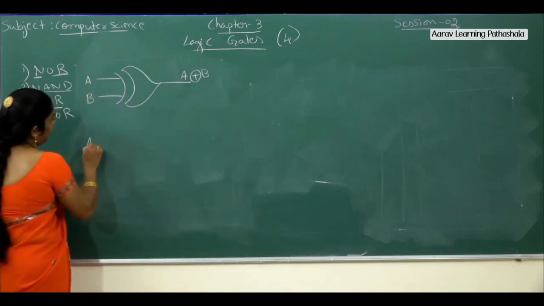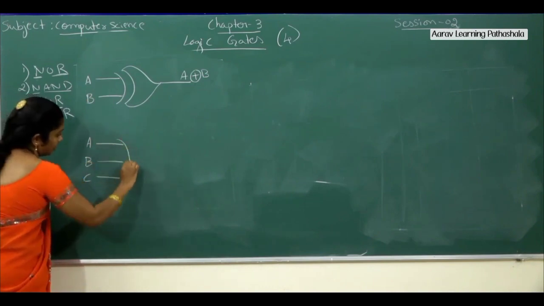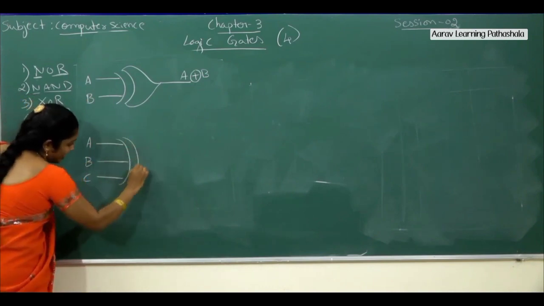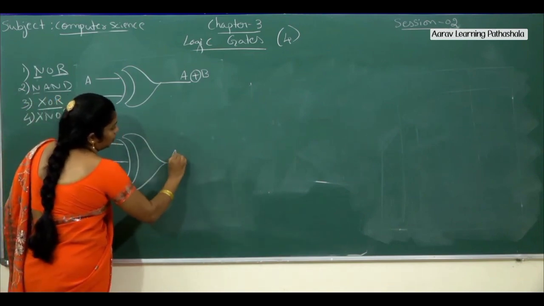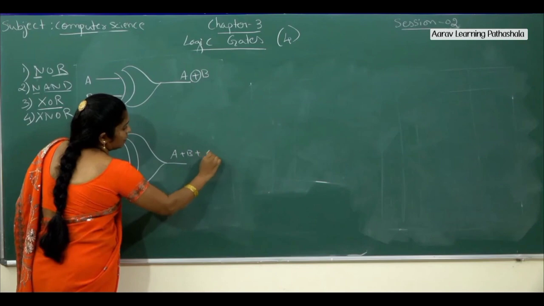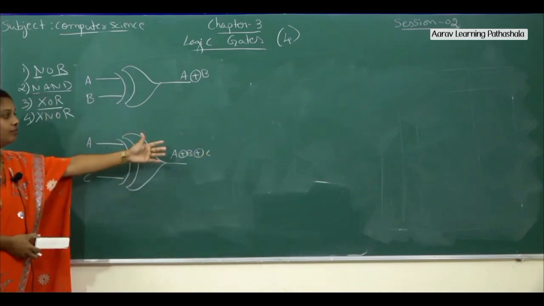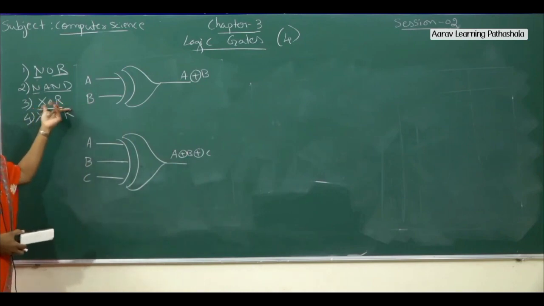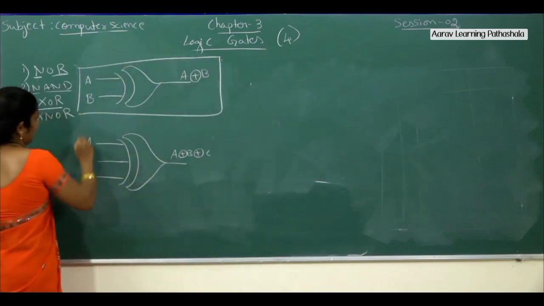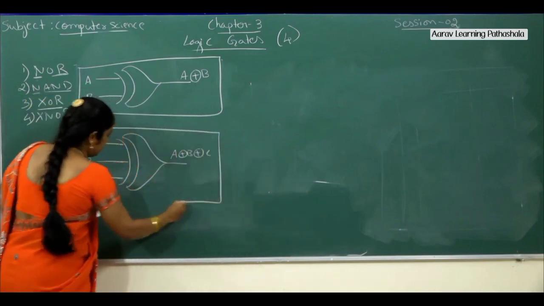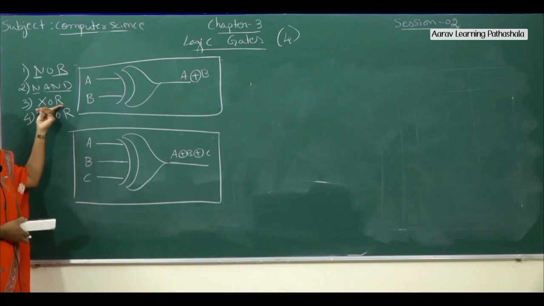Now for 3 variables, how to write? A, B, then C. Reverse C shape, once again reverse C shape, then connect it. Then what is the output? A plus B plus C. For plus you have to write a circle. This is the output for the XOR gate. And here this is the symbol for 2 variables. This is the symbol for 3 variables, especially for the XOR gate.